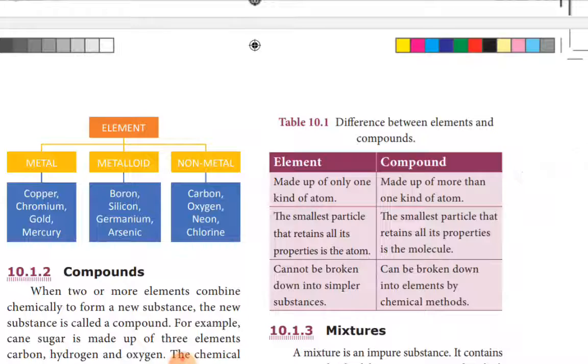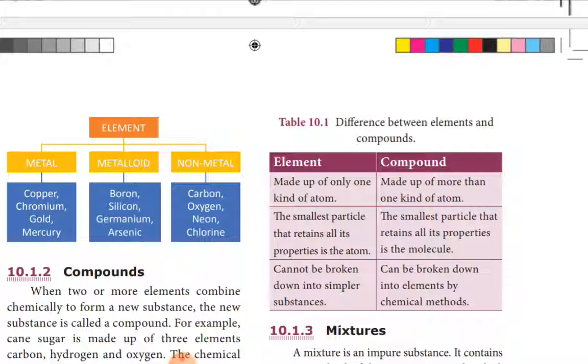Elements are further classified into metal, metalloid, and non-metal. Metal examples: copper, chromium, gold, aluminium. Metalloid: boron, germanium. Non-metal: carbon, sulfur, phosphorus, like that.